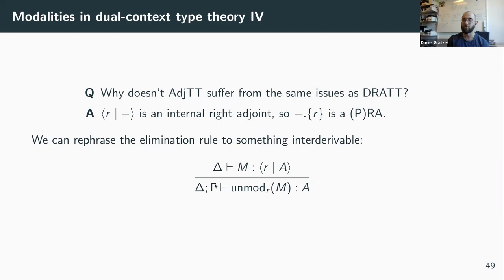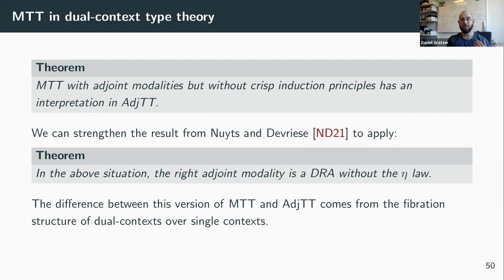Okay, pardoning the interruption, we can use the relation between MTT and the inclusion of weak DRAs in dual context type theory to get a somewhat tight relation between dual context type theories, adjoint TT, and MTT. Namely, it gives us an interpretation. And note that the interpretation is still useful. Before I mentioned that with crisp induction, a right adjoint modality is a DRA.